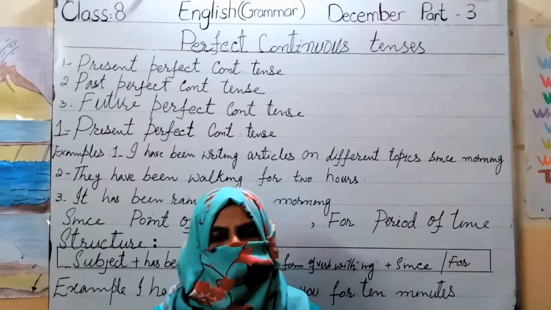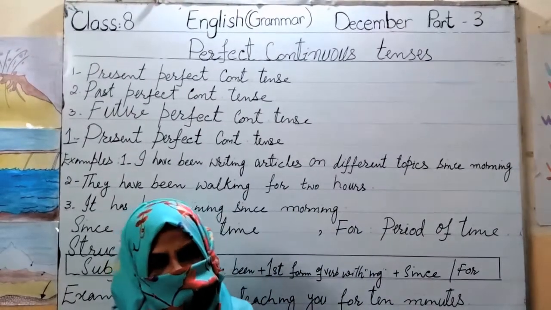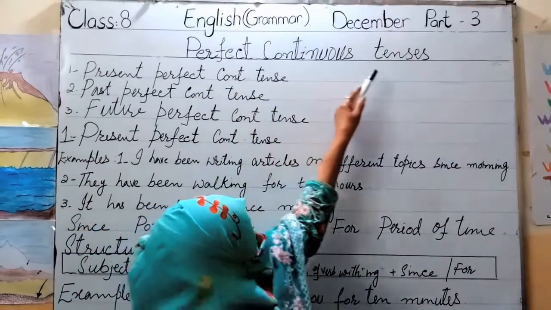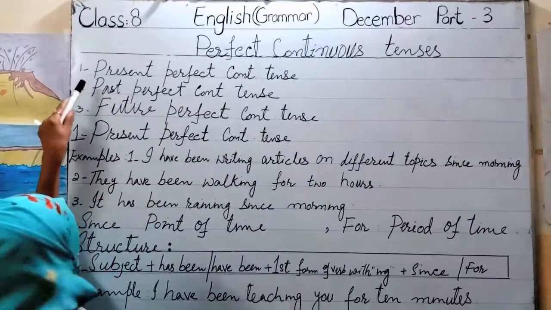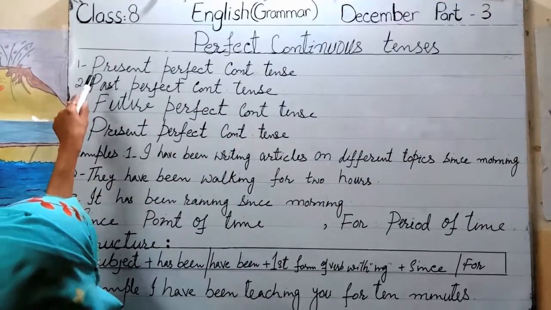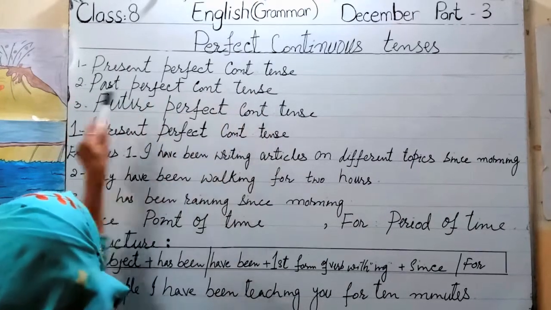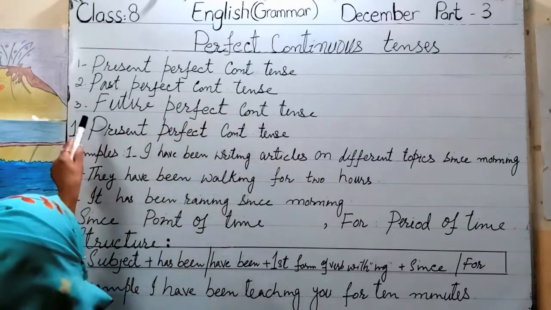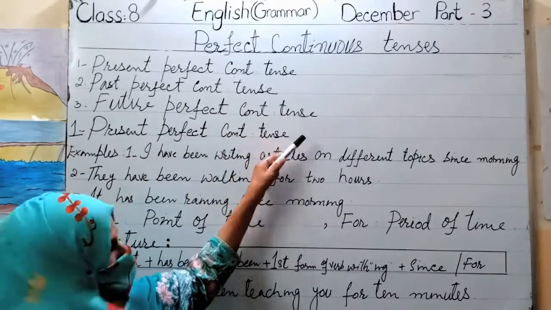I am here to teach you English grammar. In today's class, you will learn about perfect continuous tenses. There are three types of perfect continuous tense: first is present perfect continuous tense, past perfect continuous tense, and future perfect continuous tense.